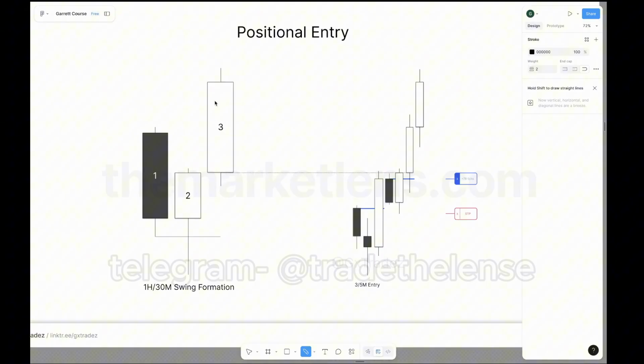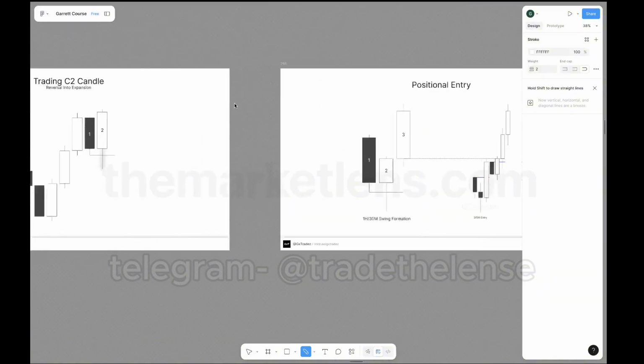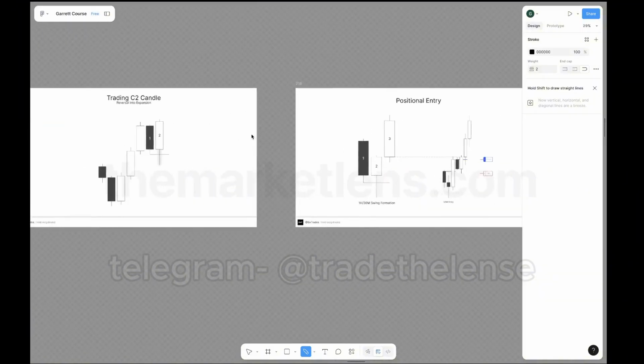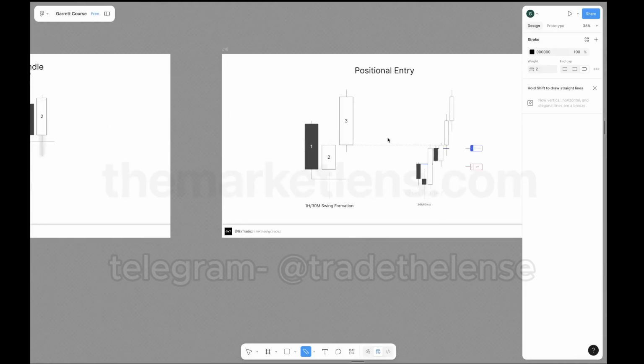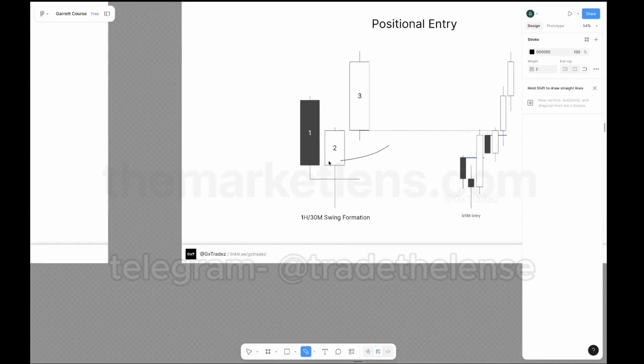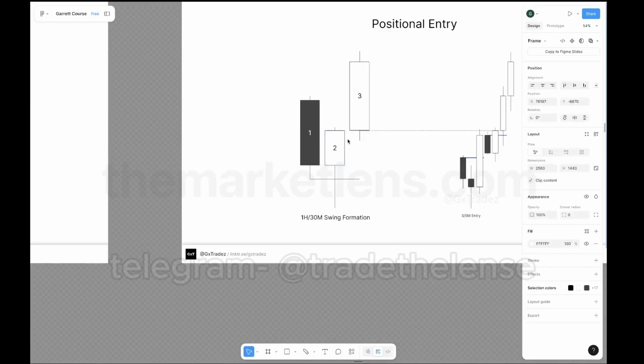When you have the right narrative, it's very important that in both of these instances you have a draw on liquidity still available, so price can expand into it. So the best case scenario to do this positional entry is if we just manipulated, because if you just manipulated, then price should just expand. So this is when I expect price to just expand, very quickly.